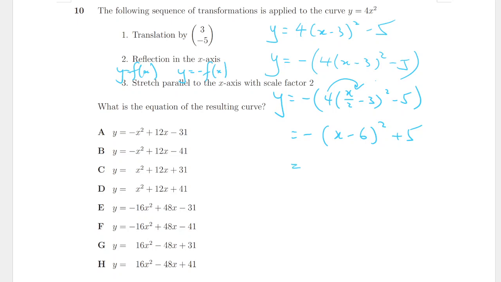Okay, so this is negative x squared plus 12x minus 36 plus 5, which is minus 31. Okay, so the answer seems like it's A. Yeah, it seems like it's A.